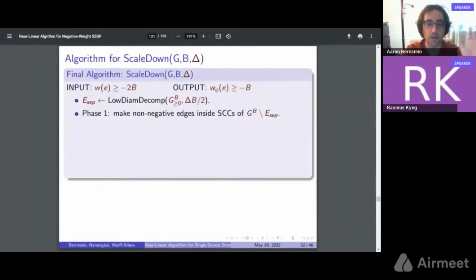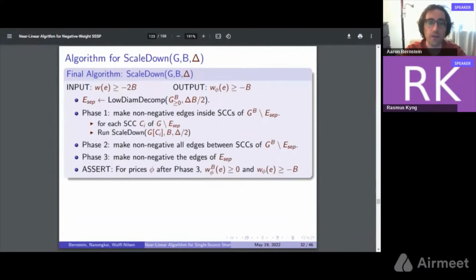Okay, so if we go back to the pseudocode, this is the algorithm for phase 1, where our goal is to make sure that all of the edges inside SCCs become non-negative. So what we're going to do is just inside each SCC, we know that the number of negative edges has decreased. And so we can run scale down with the smaller delta parameter. Okay, so that's phase 1. Now let's talk about the other phases.